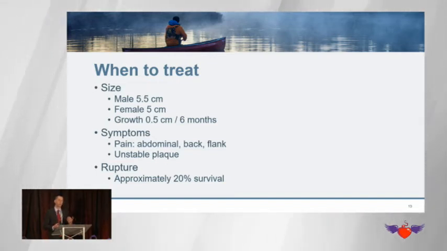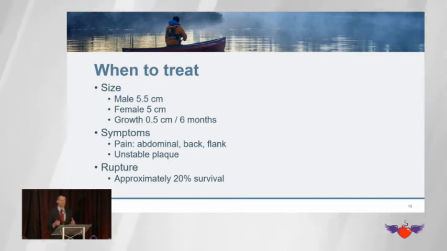Also, if we see it growing, 0.5 centimeter in 6 months or a full centimeter in a year, that's also an indication that it's probably going to just keep on growing. So we'll treat it then as well. Also if there are symptoms from the aneurysm, most likely pain in the abdomen, back, or flank that we just can't attribute to anything else. We think it's from the aneurysm. Or sometimes in a CT scan, we can actually see signs of inflammation around the aneurysm, and that would signify this is more of an active aneurysm, and that would prompt us to treat it as well to prevent that rupture event.